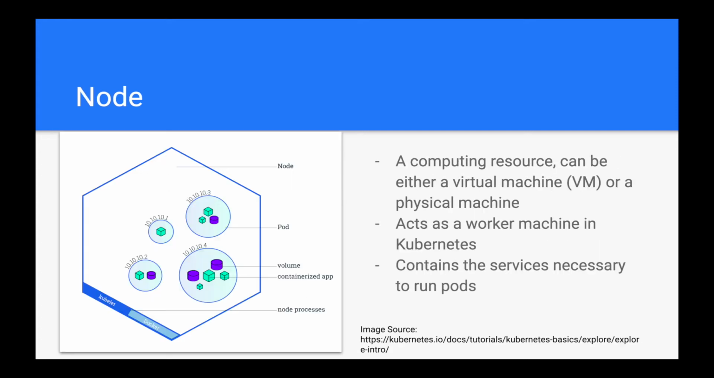A node is a computing resource, either a VM or a physical machine, and its responsibility is to run pods and execute commands from the master server to ensure the pods are in a desired state. Each node contains a container runtime to run containers, kubelet, which manages the execution of containers, and kubeproxy, which is responsible for providing network rules to allow pods to connect to resources inside and outside the cluster. The cluster for this demo was created with 3 nodes.